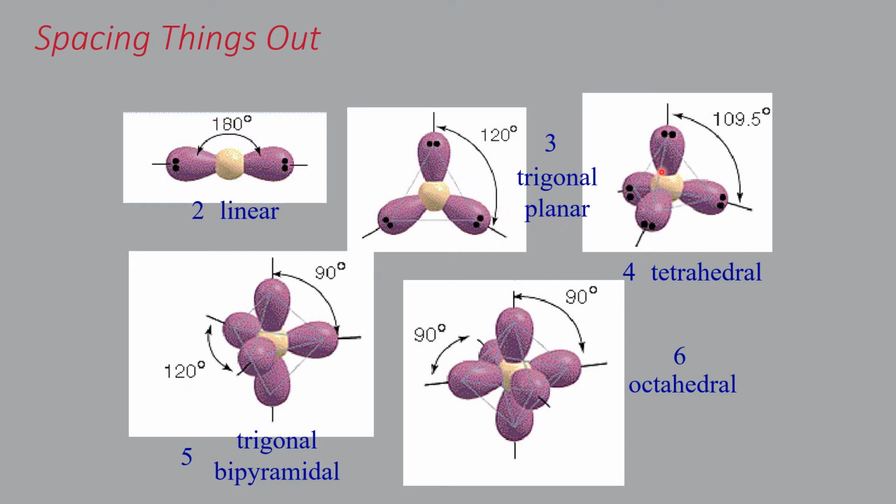Now the magic number for 4 is the tetrahedron that we just saw in the last video. Now we are going into 3 dimensions, as you can see from this picture here, and the angle between any 2 electron sets or electron domains is 109.5 degrees.